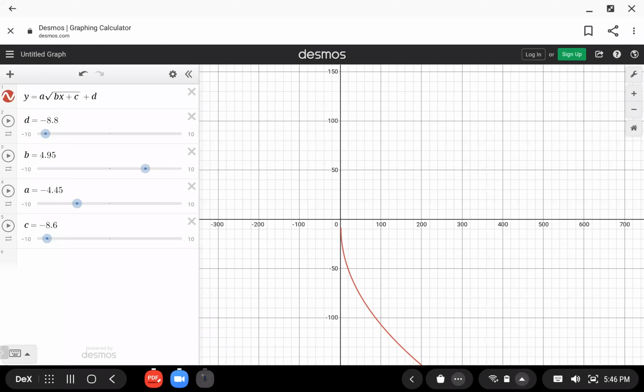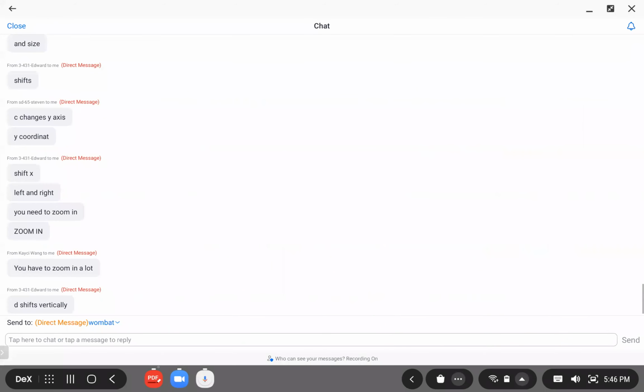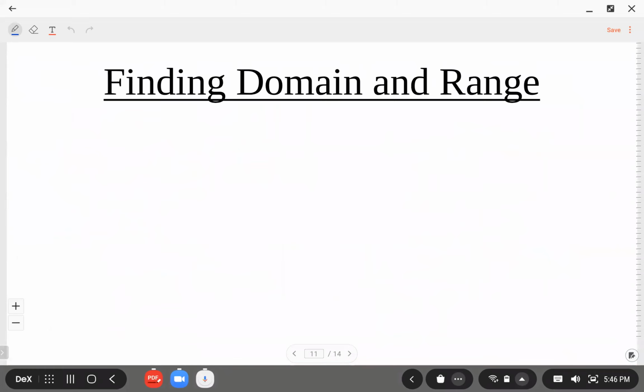Now let's look at how to find the domain and the range. Because I'm going to ask that. I have nothing else to do. So, let's choose an example. Y equals 2 times the square root of 3x minus 9. This is a function where 2 is A, 3 is B, and C is negative 9 actually. So what is the domain and the range?